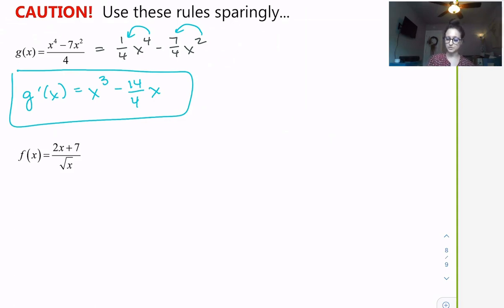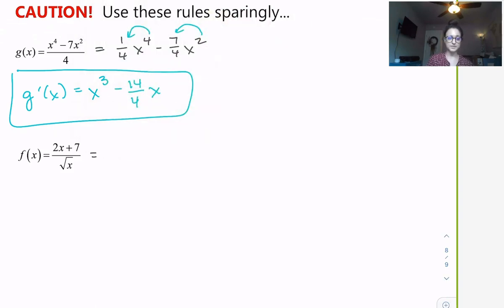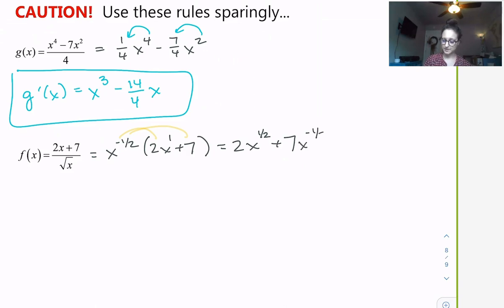What do you think I can do with f of x? Let's rewrite this. I can rewrite that square root of x as x to the what? Negative 1/2, right? Then I have 2x plus 7. But now I just changed a quotient to a product, and I'm trying to avoid these rules. So what can we do from here? From here, we can distribute, right? So I can get 2x, if I add those exponents, to the positive 1/2 plus 7x to the negative 1/2.